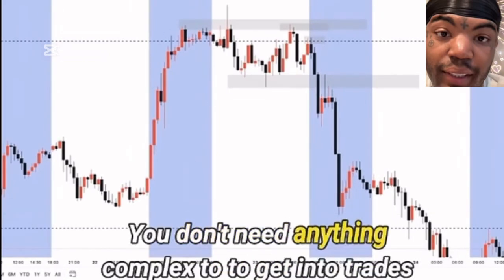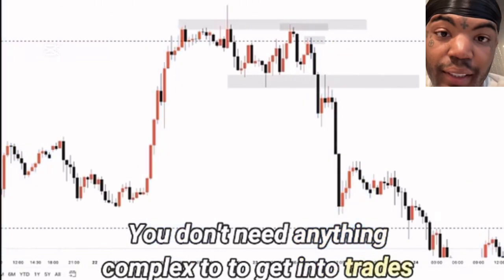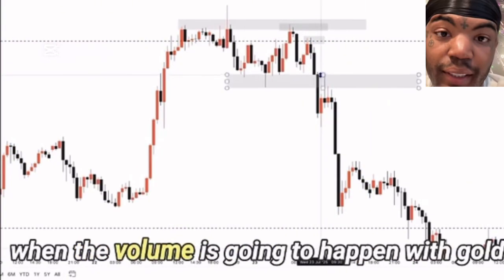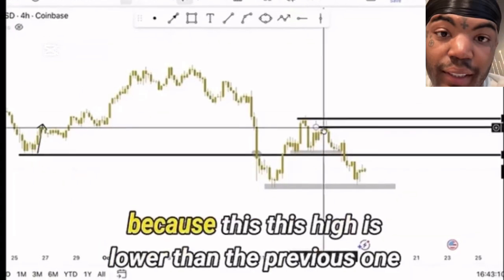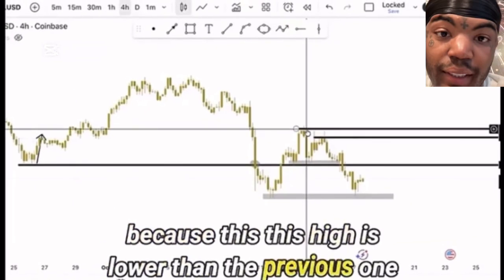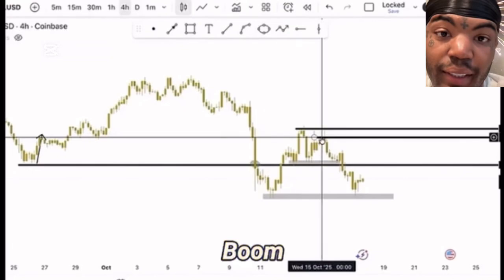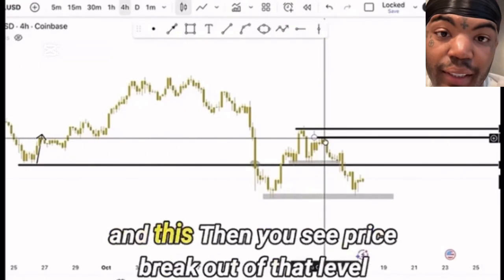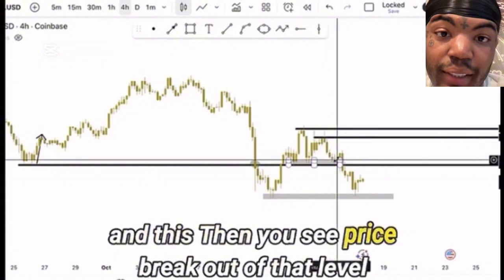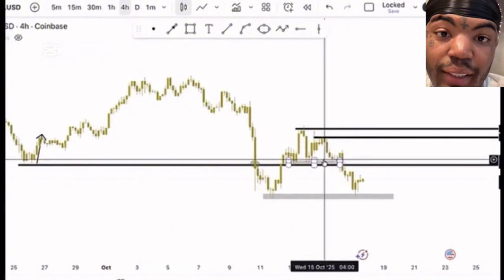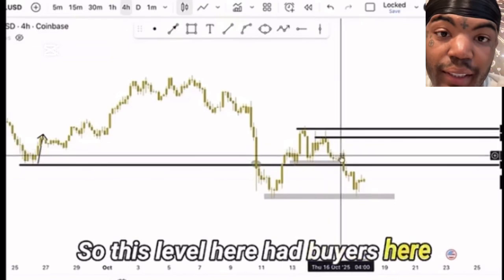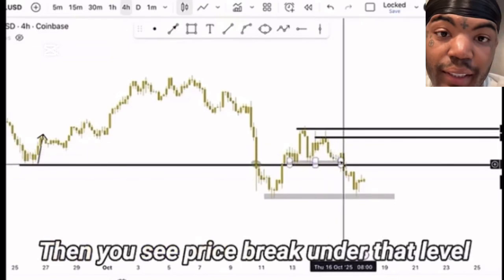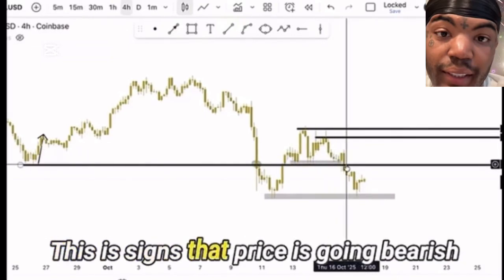You don't need anything complex to get into trades. All you need to do is find when the volume is going to happen. With gold, it can be London or it can be New York. Because this high is lower than the previous one, right? Boom. So now we have this and this. Then you see price break out of that level where you see there are buyers here. So this level here had buyers. Then you see price break under that level. This is a sign that price is going bearish.